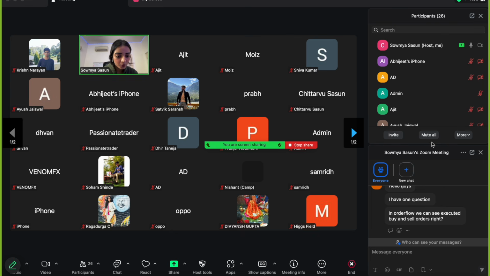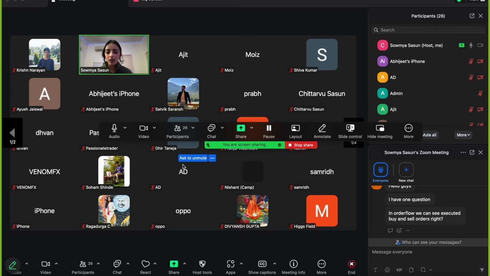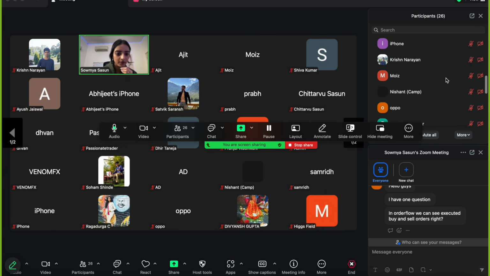In order flow, we can see executed buy and sell orders, right? Yes, you can. We'll come to that. I just don't want to confuse you all with everything right now.